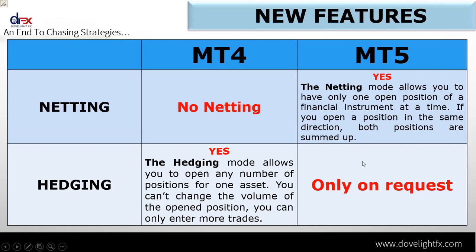We don't have hedging in MT5 per se, but if you want to hedge in MT5, then you need to request it from your broker. So basically that is it.